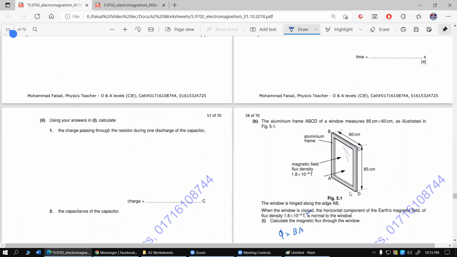When the window is opened this way, it will come to this orientation so that it is perfectly parallel to the magnetic field lines. In this orientation we had a certain value of phi, which we calculated. In this new orientation, what do you think would be the phi value? When the window becomes parallel to the magnetic field lines, what is the exact phi value of that orientation?